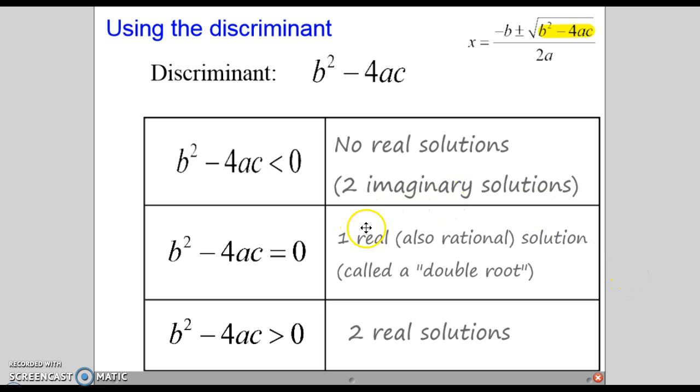Now that answer is real. It's also going to be a rational number, because it's just going to be a fraction. There's not going to be a square root in it anymore. And this is also called a double root.